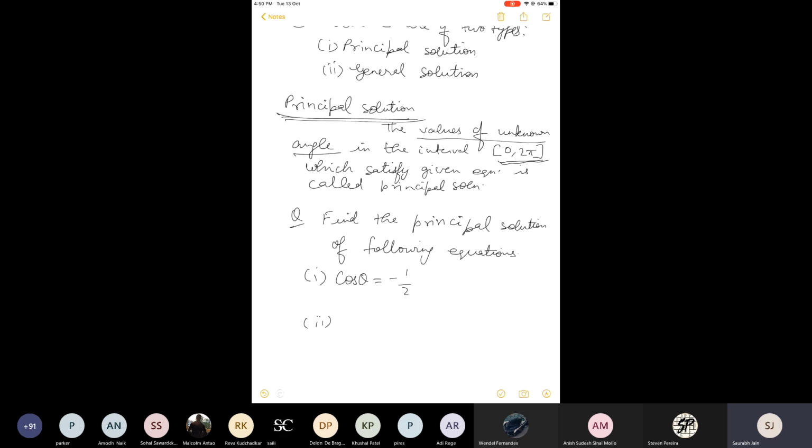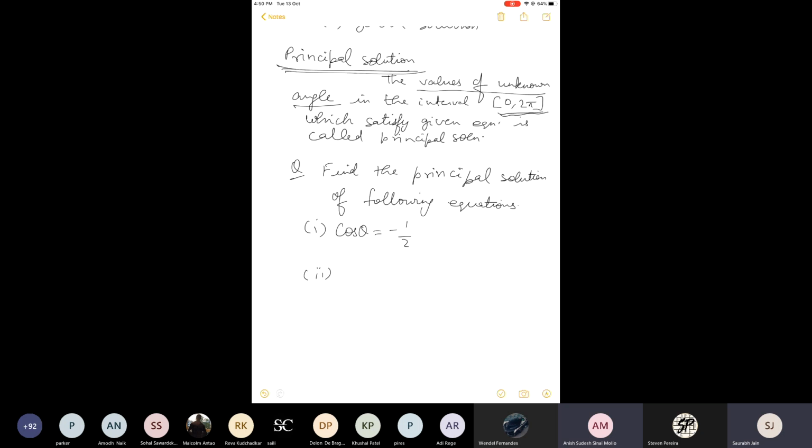Can anyone tell me what is that angle in the second quadrant for which cos theta is minus half? Do you remember that angle or can you find it? 120 degrees. 150 will give you minus root 3 by 2. 120 degrees is the correct answer. So one value you should remember. If you want to calculate cos 120, it is cos of 180 minus 60, that means minus cos 60 using the reduction formula. The value is minus half. So one angle is confirmed. It is 120 degrees. It is coming between 0 to 2 pi, right?